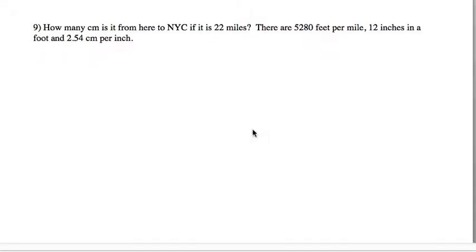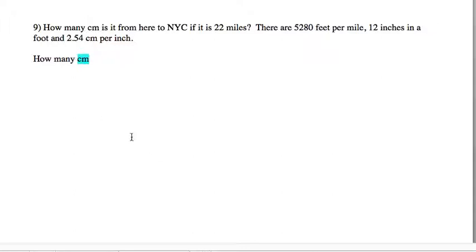Here is the last dimensional analysis word problem from the worksheet. It asks, how many centimeters is it from here to New York City if it is 22 miles? There are 5,280 feet per mile, 12 inches in a foot, and 2.54 centimeters per inch. So in the end, what are we trying to find? We want to know how many centimeters. So the unit we're looking for in the end is centimeters.